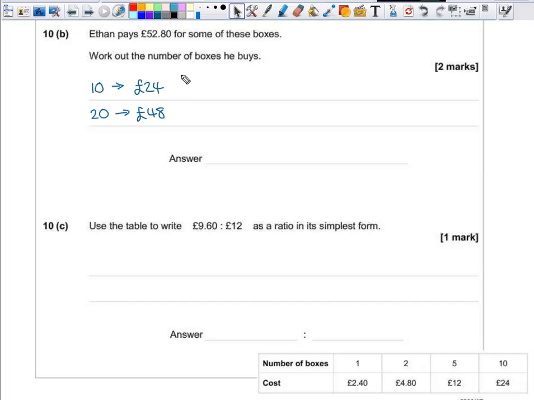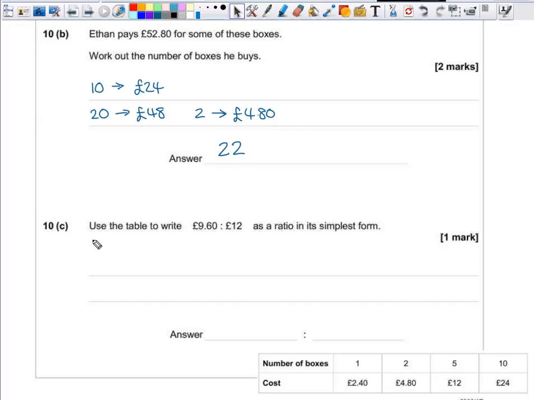So what's left? If we take away that £48, he's still got £4.80. £4.80 is 2 boxes. So for 2 boxes, he spends £4.80, and there's all of his £52.80. So very quickly, we've used the information available to work out that he's bought 22 boxes.